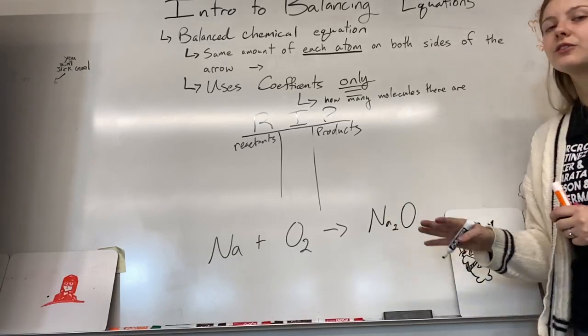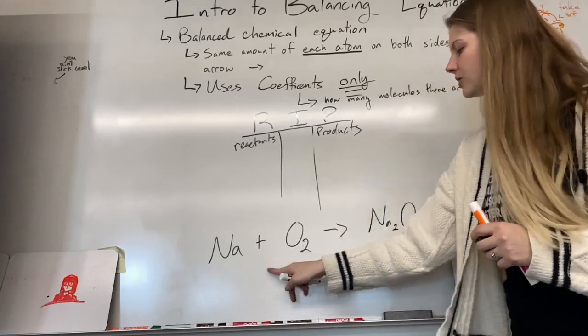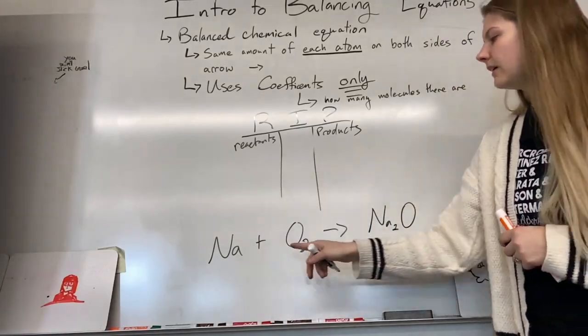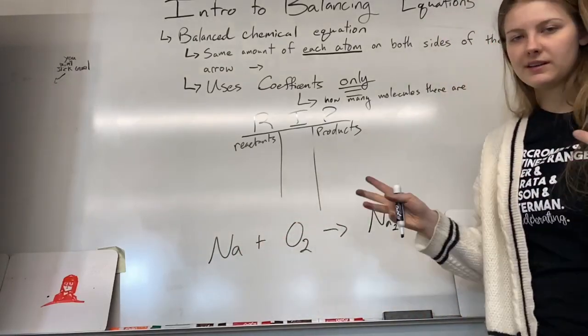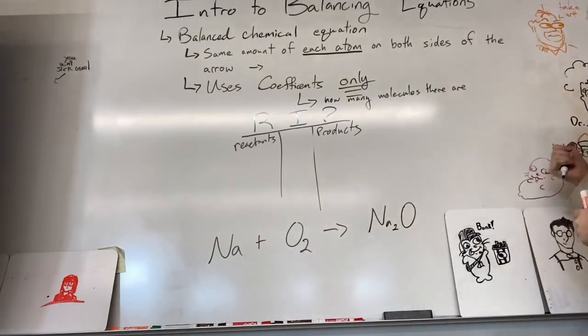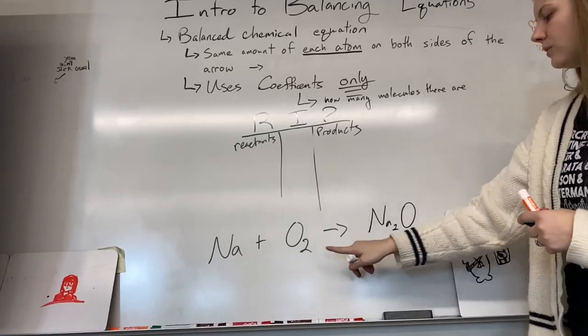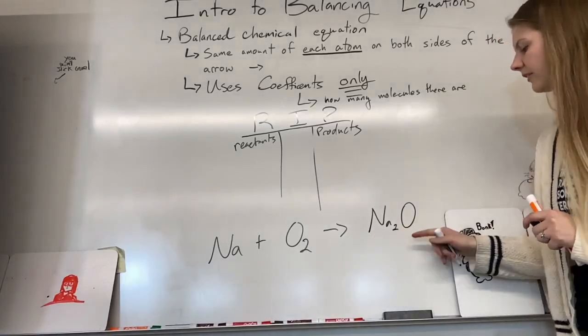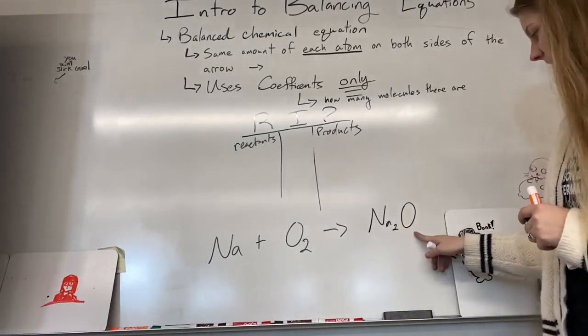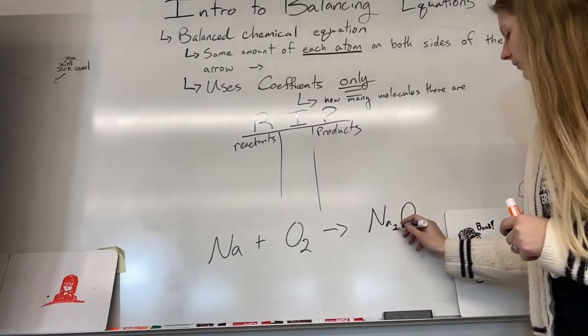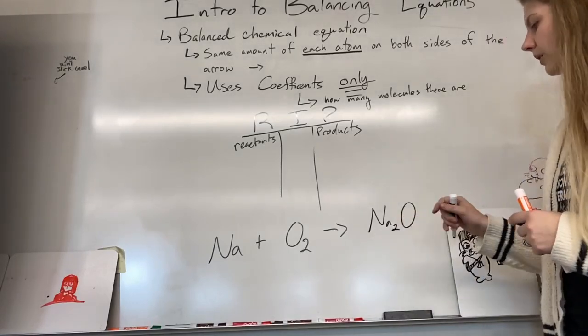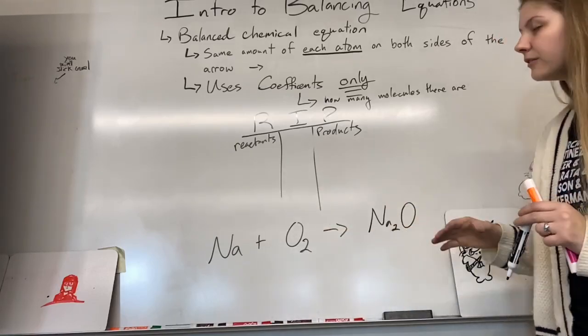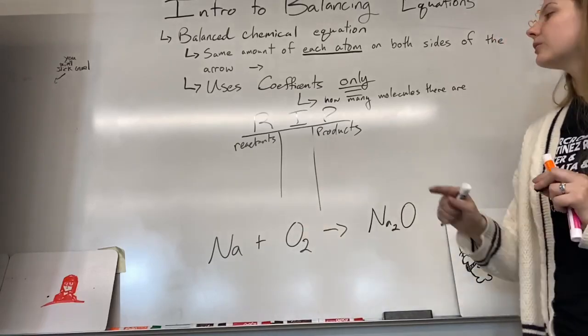So before we can even start balancing, we have to make sure we have the right equation with the right formulas. Sodium's a solid metal, it doesn't get a number. Oxygen is one of our diatomic elements, so it needs a 2. And then the correct formula for the ionic compound sodium oxide is found by swapping those charges, so Na2O. Now that we have the right whole equation, we can start balancing it.